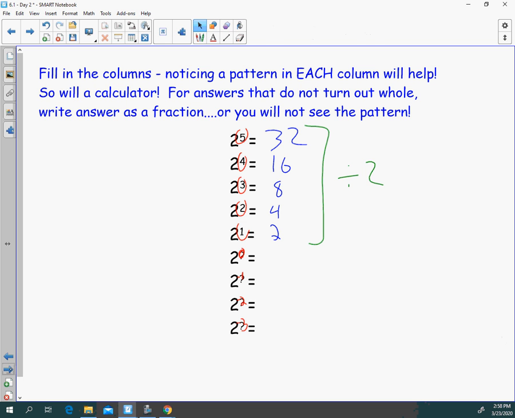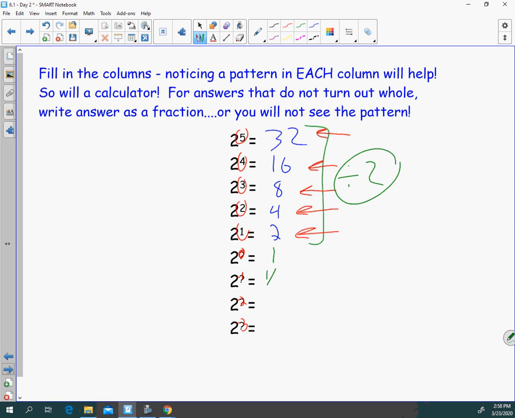If I started at 32 there, divided by 2, you get 16. Divided by 2, you get that. Divided by 2, you get that. Divided by 2, you get that. What's 2 divided by 2? It's 1. What's 1 divided by 2? 1/2. What's 1/2 divided by 2? It's 1/4. What's 1/4 divided by 2? It's 1/8.